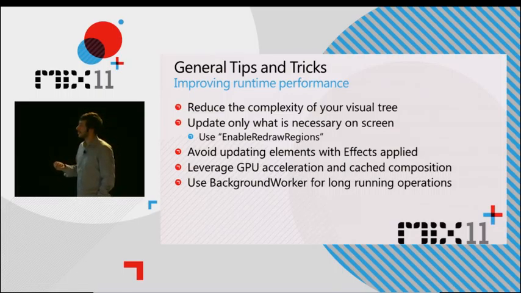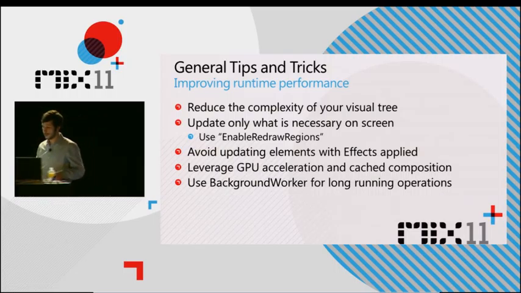Avoid updating elements with effects applied. What this is talking about is shader effects in Silverlight. If you put a drop shadow on a canvas, and in that canvas you have tons of elements with text boxes and things, every time something changes inside the visual tree with the effect applied, the entire effect has to be re-rasterized and in software. So this is one thing that hits a lot of people. There's a simple workaround to this. I actually have an example in my demo, so I'll go to that real quick.